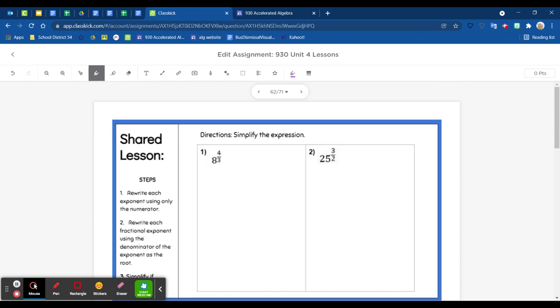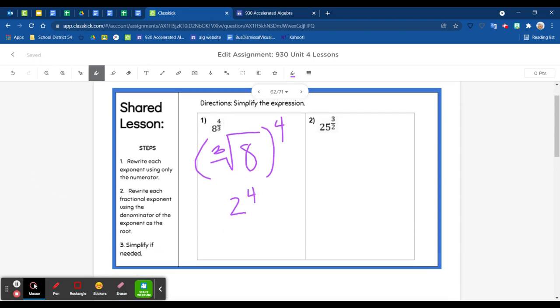So we're going to go ahead and practice that today. So I have 8 to the power of 4 over 3. I'm going to put the 3 to be the degree of the root. 8 goes underneath, and the 4 can go to the outside. So when I take the cube root of 8, I get 2. And 2 to the power of 4. 2 times 2 is 4, times 2 is 8, times 2 is 16.